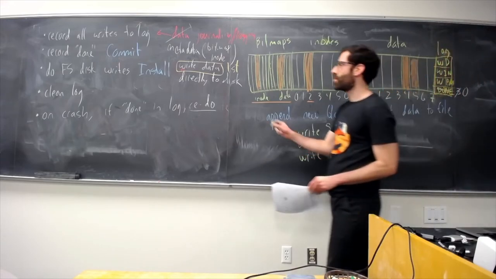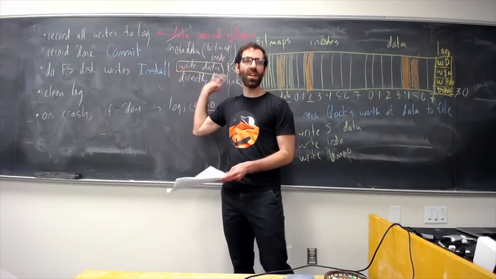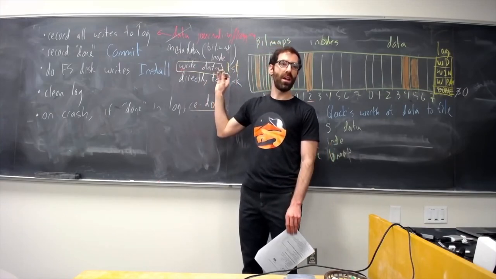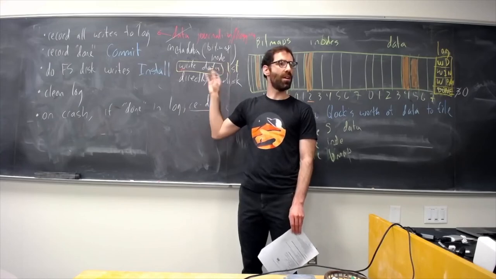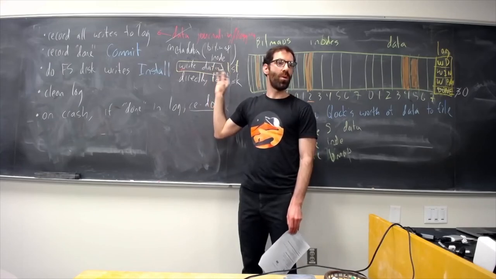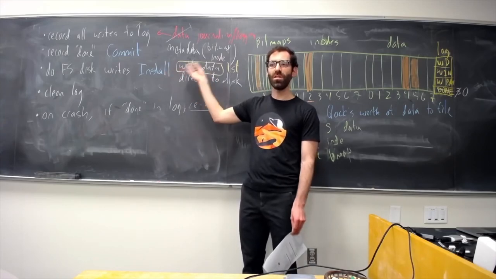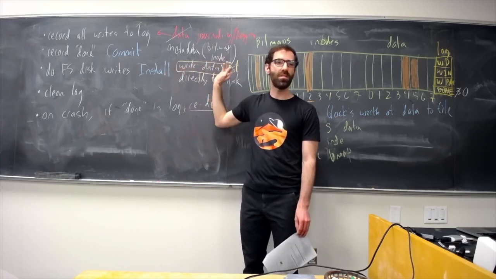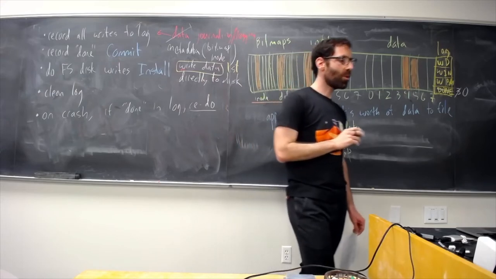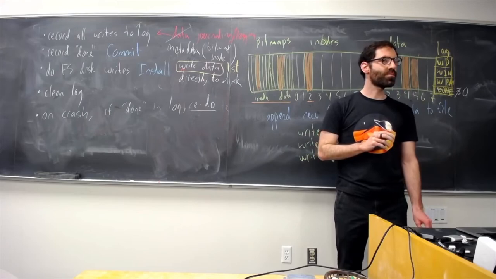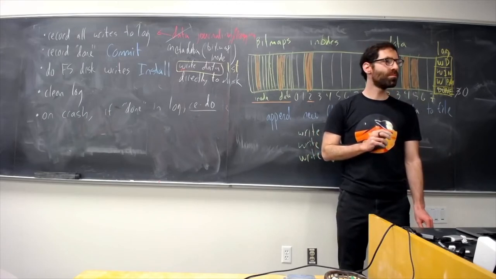Yeah, so this is a significant optimization in the case where we're not writing huge numbers of tiny files. Where the number of data blocks that we're writing is significantly larger than the number of metadata blocks, this will save us quite a bit of overhead as far as our logging is concerned. Questions on this?